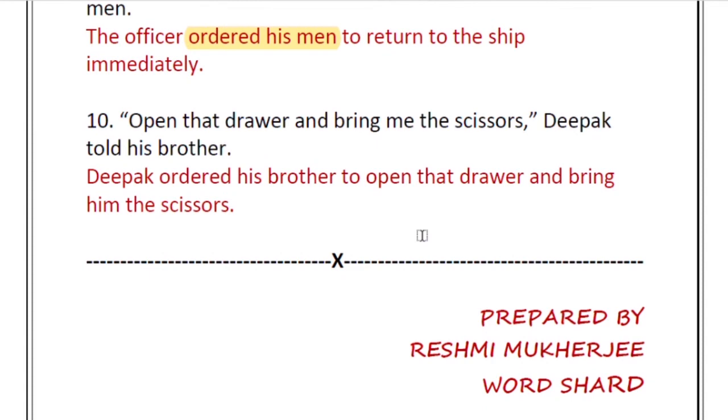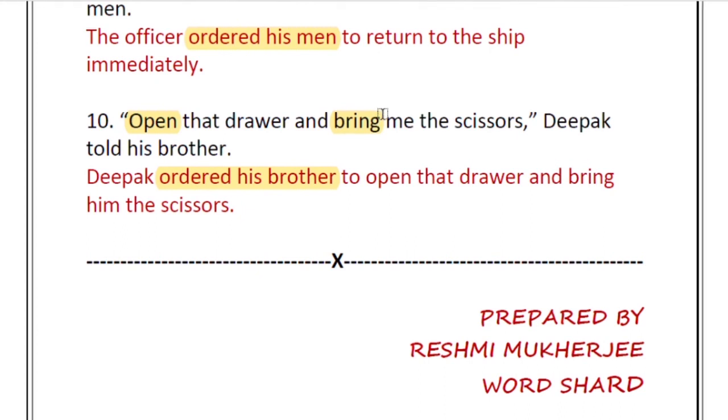Open that drawer and bring me the scissors, Deepak told his brother. This is also an order. Nowhere do we find the word please. So this is an order. So Deepak ordered his brother. Which one is the main verb? Open. So to open that drawer, and because we already used to in front of the main verb, we may not use to before this. So to open the drawer and bring him the scissors.